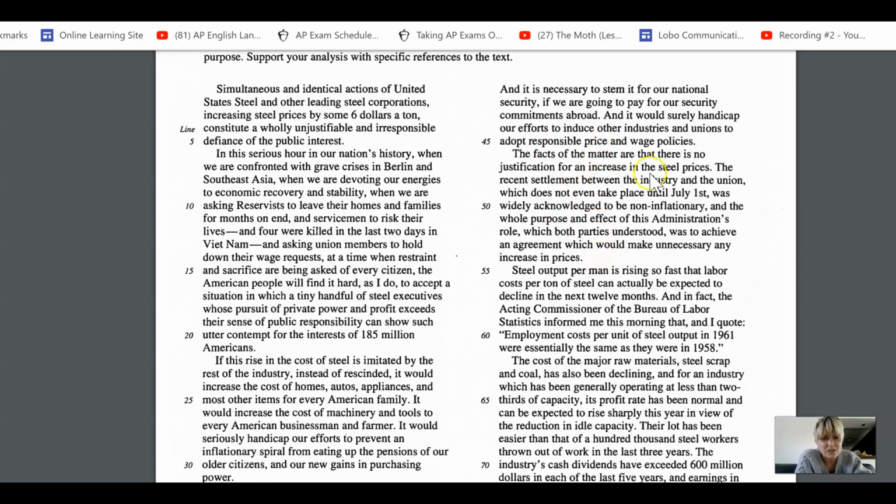The recent settlement between the industry and the union, which does not even take place until July 1st, was widely acknowledged to be non-inflationary, and the whole purpose and effect of this administration's role, which both parties understood, was to achieve an agreement which would make unnecessary any increase in prices. So he's like, look, you guys already came to an agreement, and he's addressing the idea that, oh, we have to do it. Well, no, you don't have to do it.